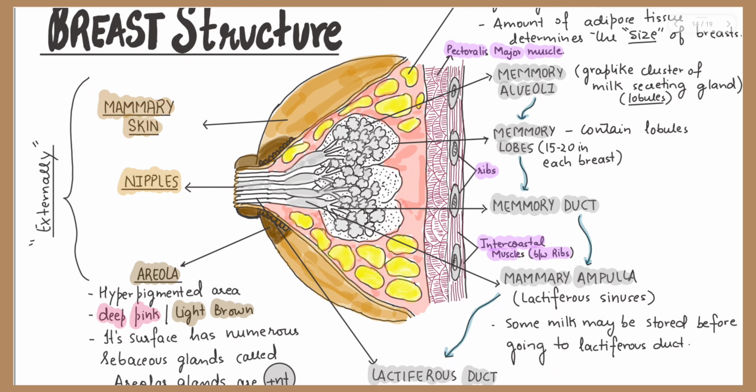Also these mammary alveoli and all these ducts are supported by fibrous connective tissue. So it provides protection and a kind of support to them. And remember, these alveoli are present in these lobe-like structures, which number 15 to 20 in each breast.